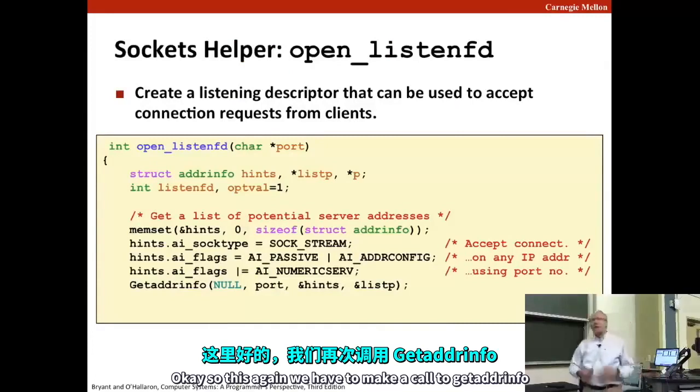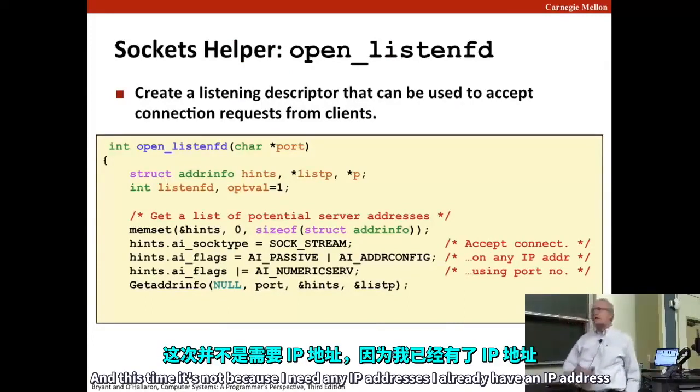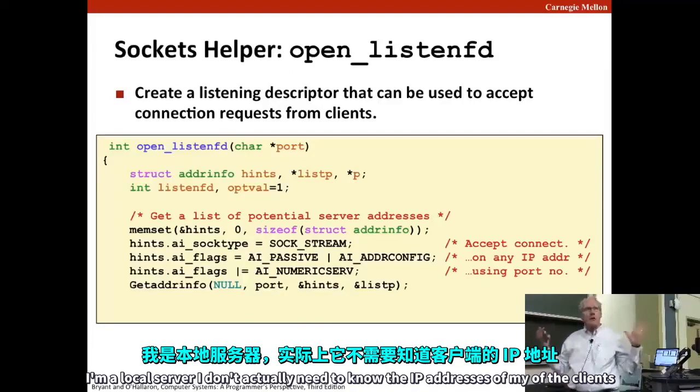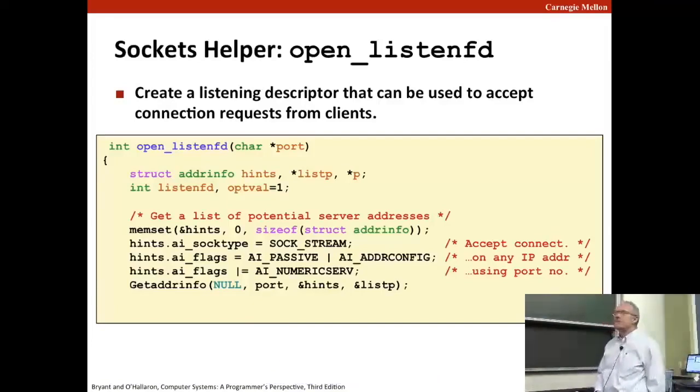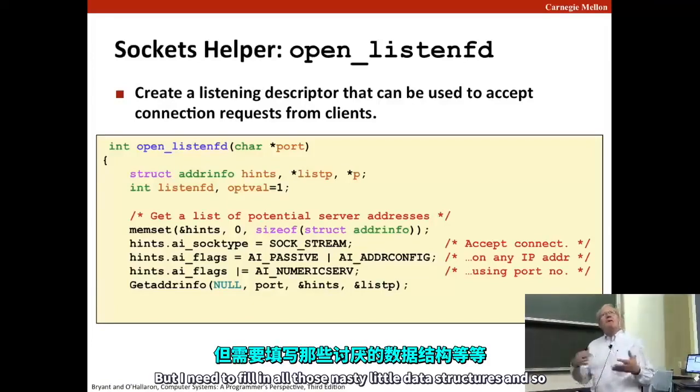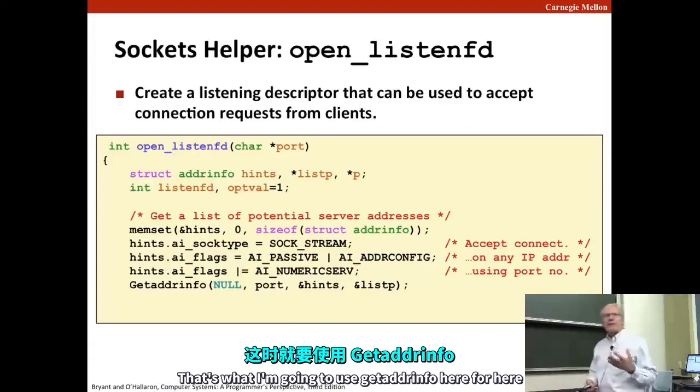Okay, so again, we have to make a call to getaddrinfo. And this time it's not because I need any IP addresses. I already have an IP address. I'm a local server. I don't actually need to know the IP addresses of the clients. I usually won't know them. But I need to fill in all those nasty little data structures. And so that's what I'm going to use getaddrinfo for here.